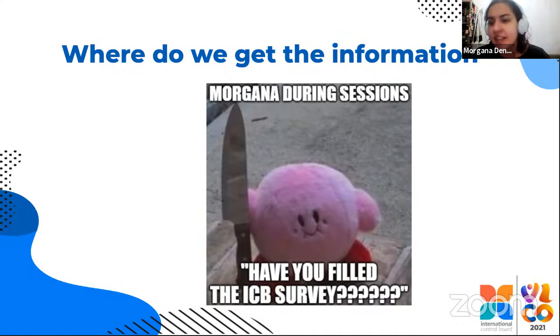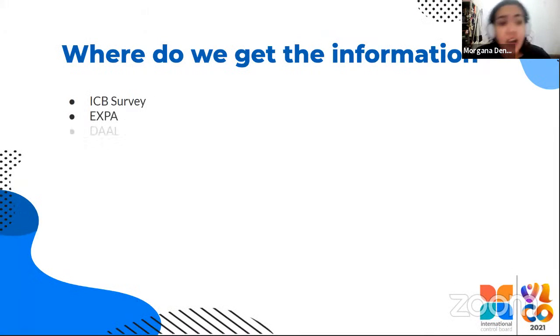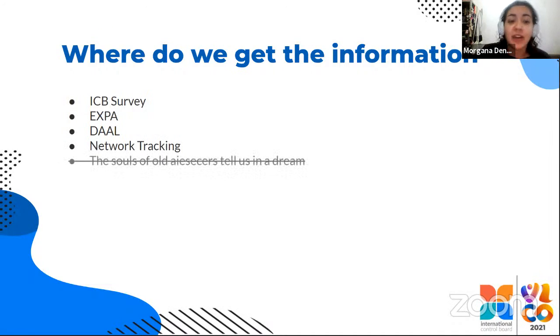But of course, we also get this from other points, such as EXPA. We also get it from DAO files. We also get it from the network tracking. We also get it from the souls of old Isaacers that tell us in a dream. Just kidding, it doesn't happen. But anyway, we get this from a lot of sources along our ECB work.